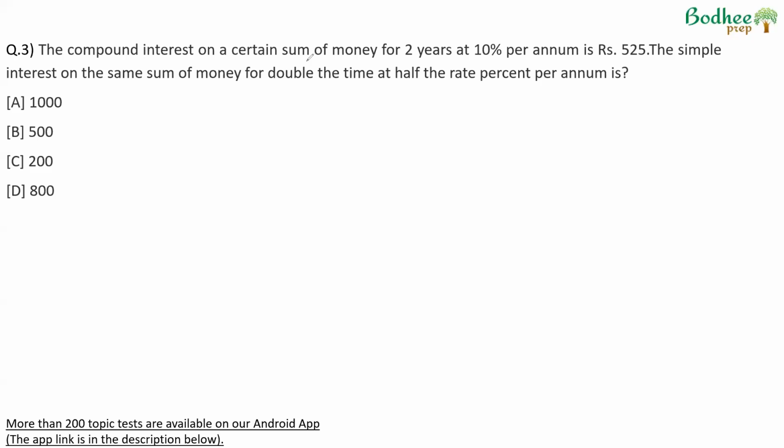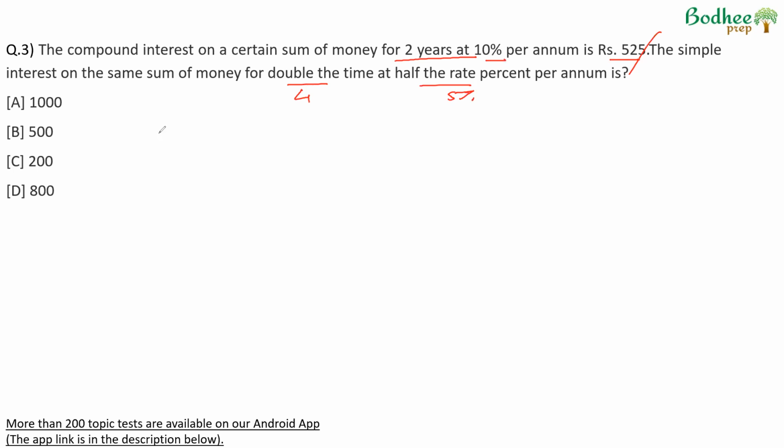The compound interest on a certain sum of money for 2 years at 10% is 525. The simple interest on the same money for double the time and half the rate percent per annum is. Double the time, half the rate percent per annum. So time is 4 years, rate is 5%. We have to find the principal.